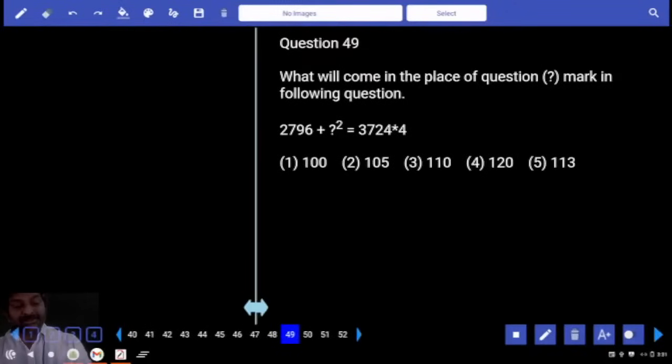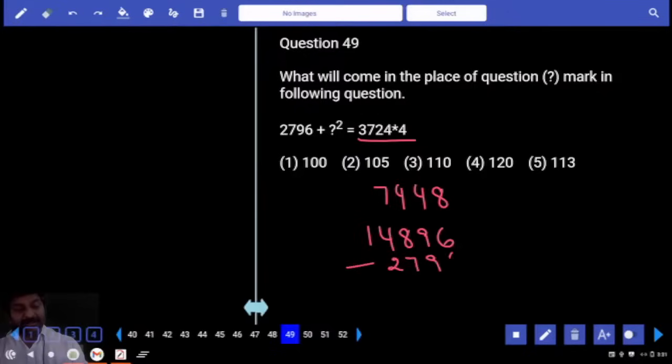Right. 4 times double 7 4 4 8. 14 8 9 6. Right hand side 2 7 9 6. Last 2 digits 2 zeros. 121 x square 1 1 0.